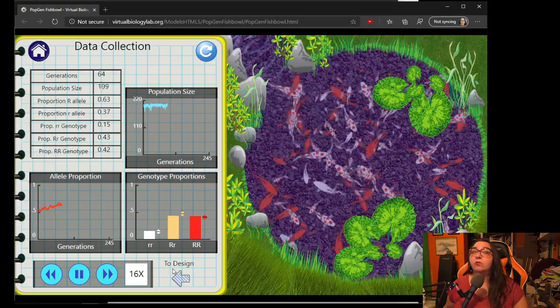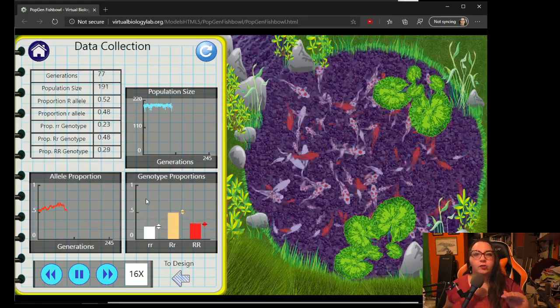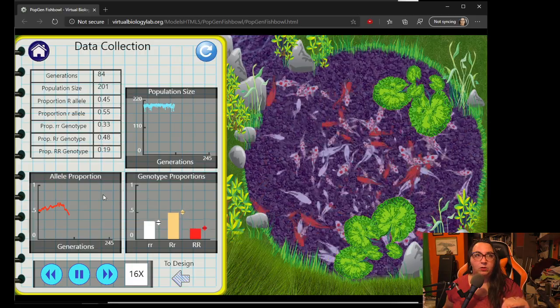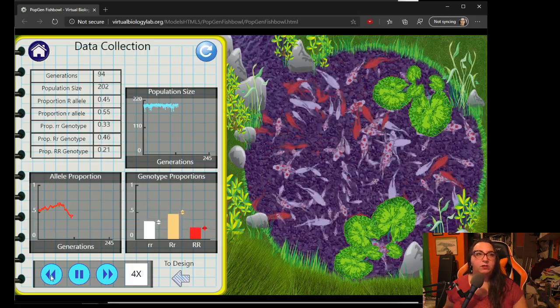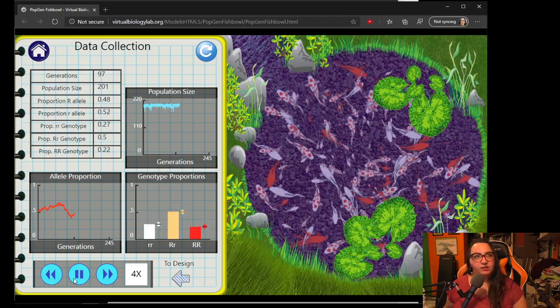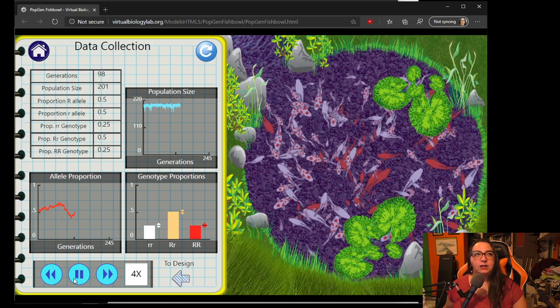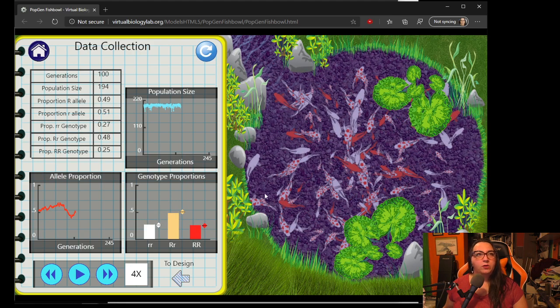What I like to do is run this out until I get to about 90 and then start slowing the speed down. Okay, I'm at 83, 85, 86, so there we go, 90. If I go down to 4 times, it's more reasonable. 96, 97, 98, 99, 100, and stop. Okay, so there we go. All of our data is here in this data table.